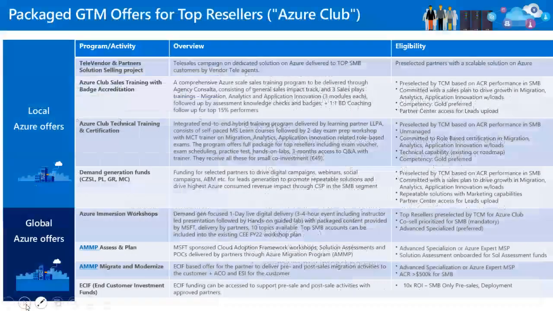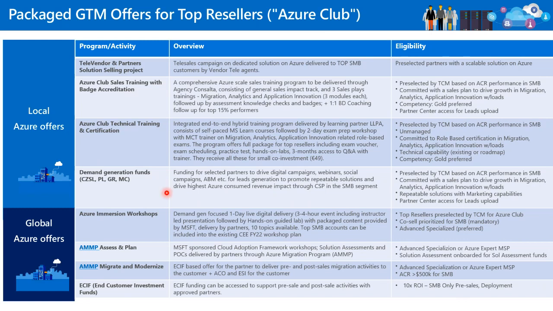And this is the hook to another program, which is specifically focusing on the SMB. This program is called the Azure Club. As I mentioned, we've created pre-packaged offers for the SMB segment, and we want to support the small partners addressing the smaller customers. For them, we've created this Azure Club, which is combining sales training and technical training, and you can see a very detailed view regarding what type of sales readiness and what type of technical readiness and certifications we want to drive through this Azure Club program.